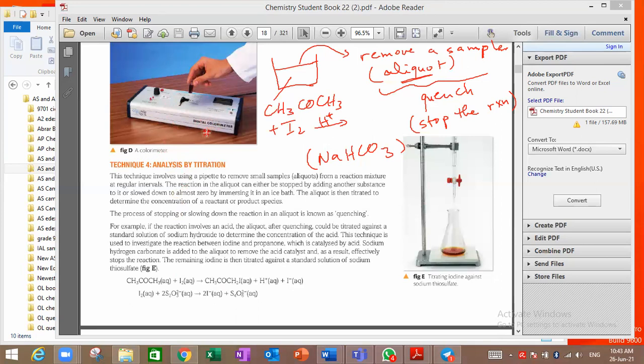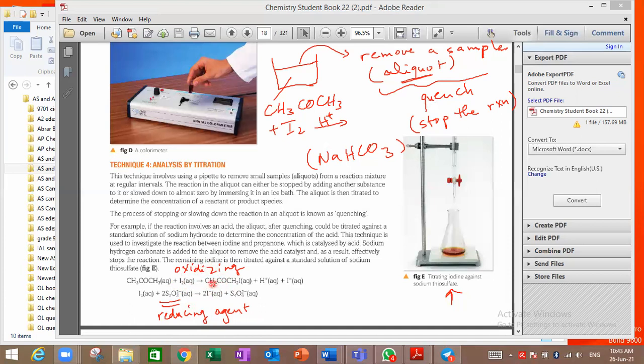The second method is that we know that iodine is an oxidizing agent. So we use titration of iodine using sodium thiosulfate, which is a reducing agent. So we make a redox titration reaction between the iodine that is present at the beginning and the reducing agent. So how are we going to do this titration in order to follow or to calculate the rate of such a reaction?